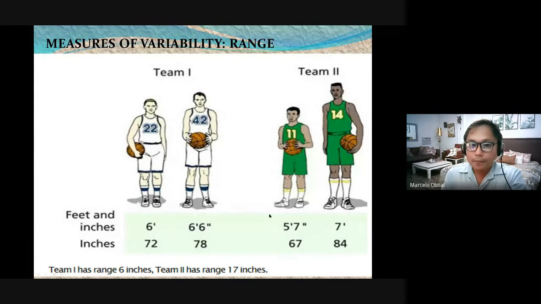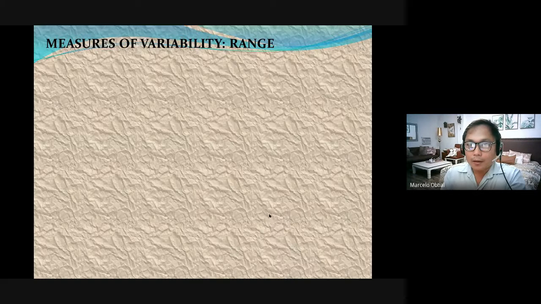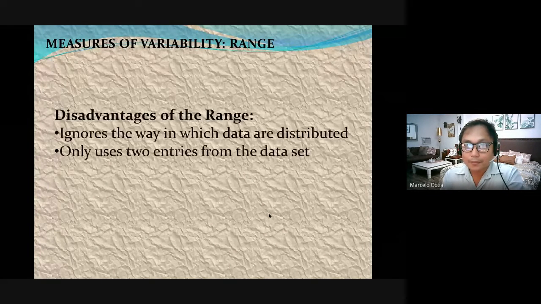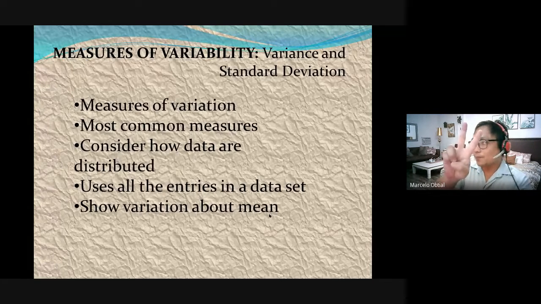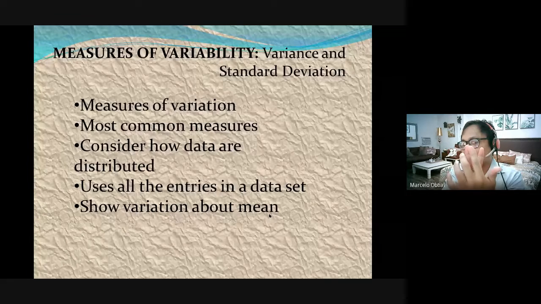Okay? Now, since disadvantage yung range, kasi nga disregard yung ibang data scores, dito napapasok yung isa. Dalawa lang measures of variability natin. We have the range and variance, slash standard deviation. Slash ko to palagi is because yung variance at saka standard deviation, they're related. Because standard deviation, you just need to get the square root of the variance.